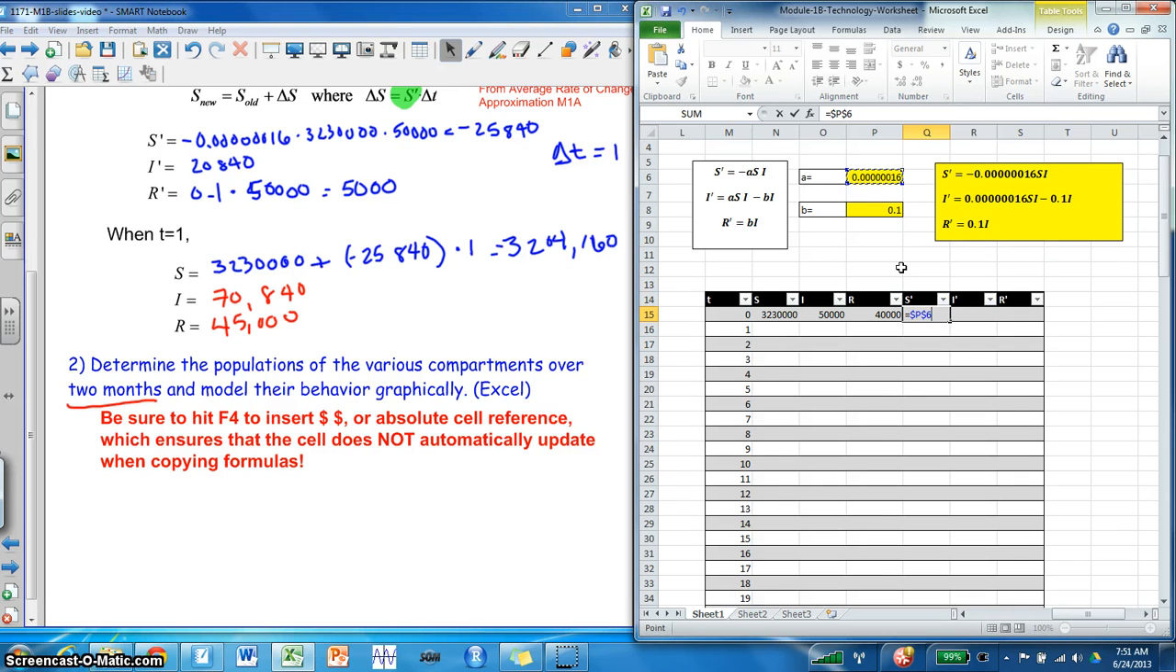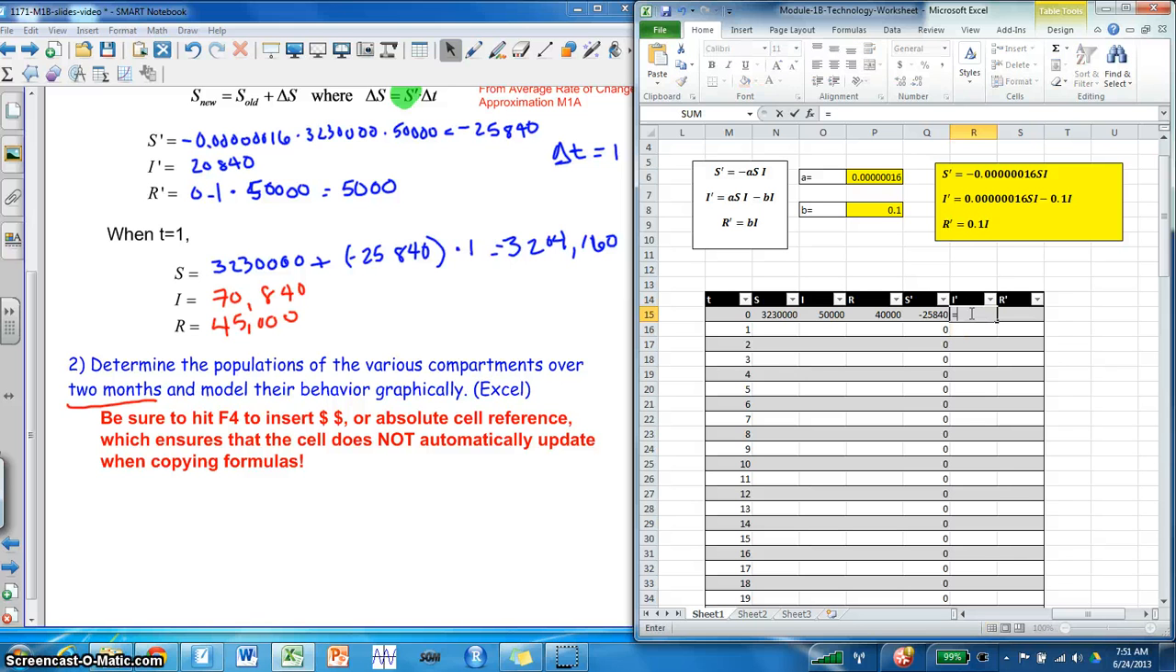And so then after this, it's minus A, F4, times my S population multiplied by my I population. That's the formula I need to enter. And the nice thing about the formatting here is that I have it as a table, so it automatically puts in the formula if I select another cell.